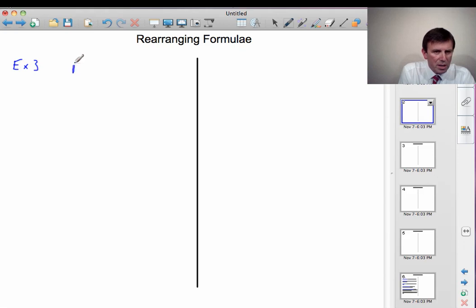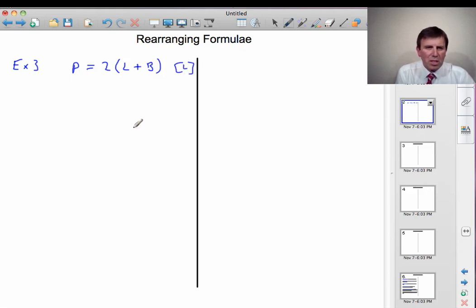Example 3. P is equal to 2(L plus B). This is a formula for the perimeter of a rectangle, length and breadth being L and B. Let's suppose we're going to make L the subject.